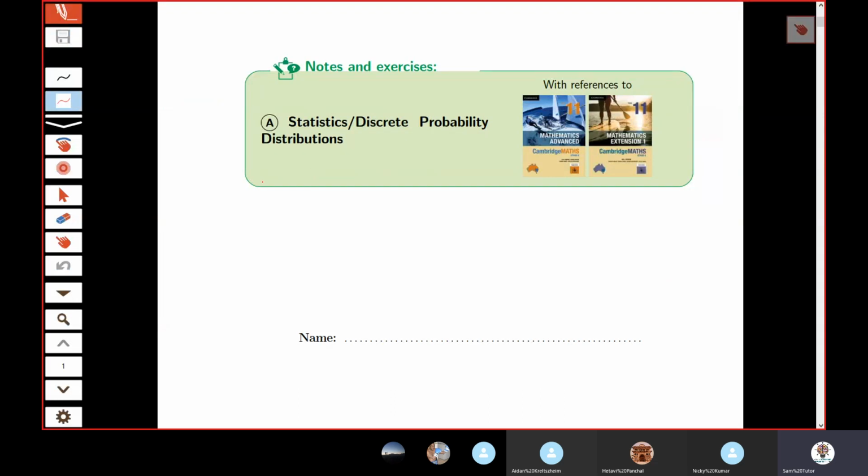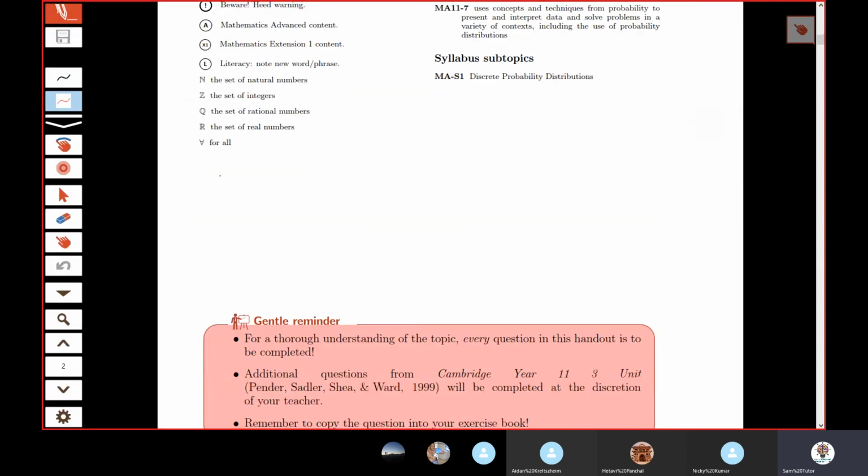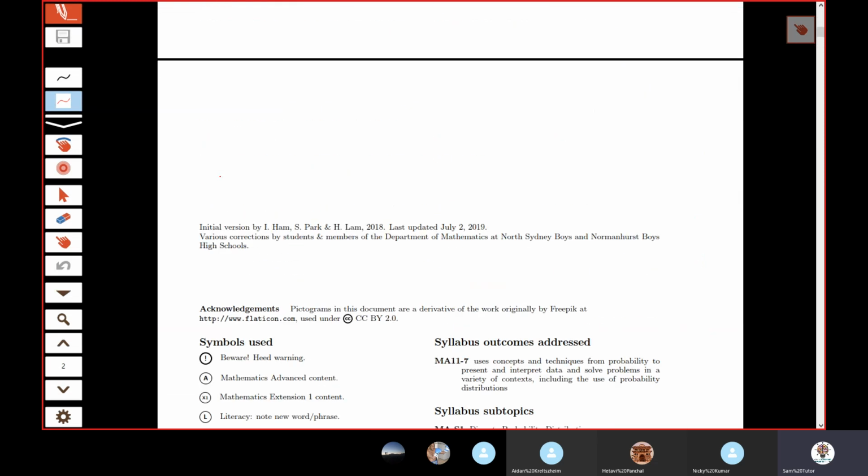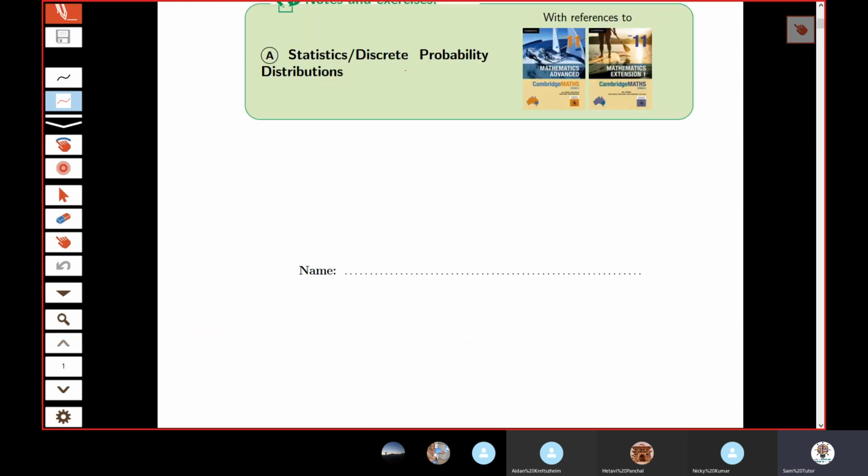Discrete probability. In year 12, we will learn continuous probability. Does anyone remember the difference between discrete and continuous? Continuous, any number that is not whole. So discrete is whole integers only.